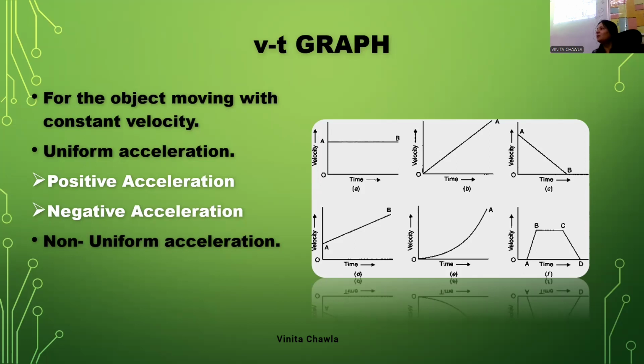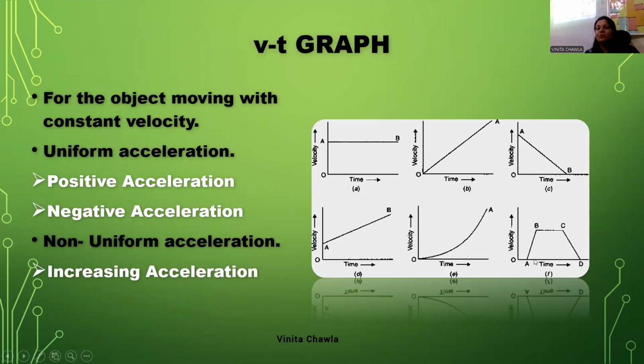E is the curved line. Curved line means we have unequal change in velocity in equal time. It's variable acceleration. It shows non-uniform or variable acceleration. And the last one, see, this is increasing acceleration. And if we have an inverted graph like that, then that is decreasing acceleration.